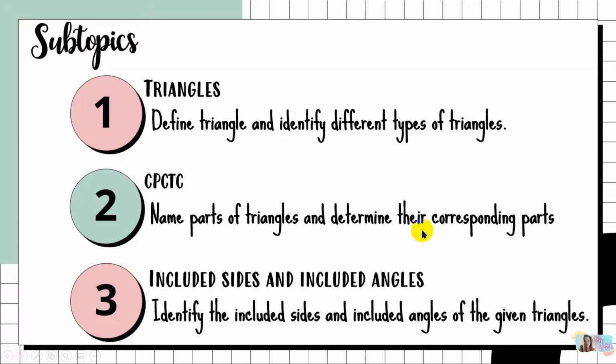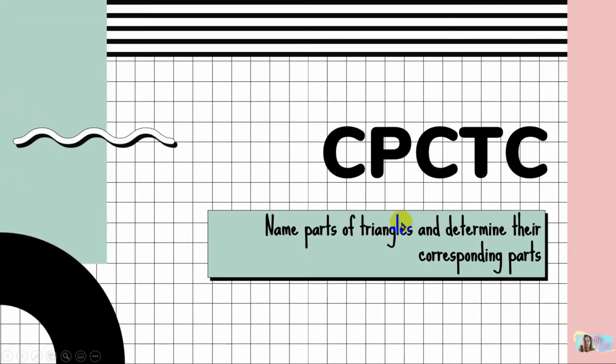As I've said in the previous video, we have 3 subtopics for this topic, and we have already studied the first one, which is the introduction to triangles. So we're done with the definition and the different types of triangles, and now we're going to proceed to our second subtopic, which is the CPCTC theorem, or the corresponding parts of congruent triangles are congruent theorem. Here we have naming the parts of the triangles and determining their corresponding parts. So now, let's proceed to our topic.